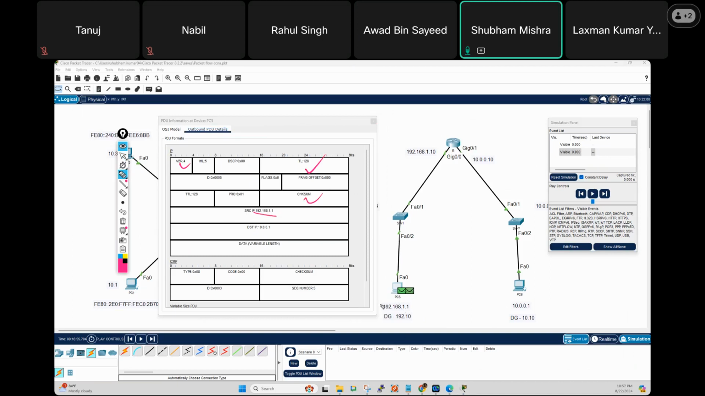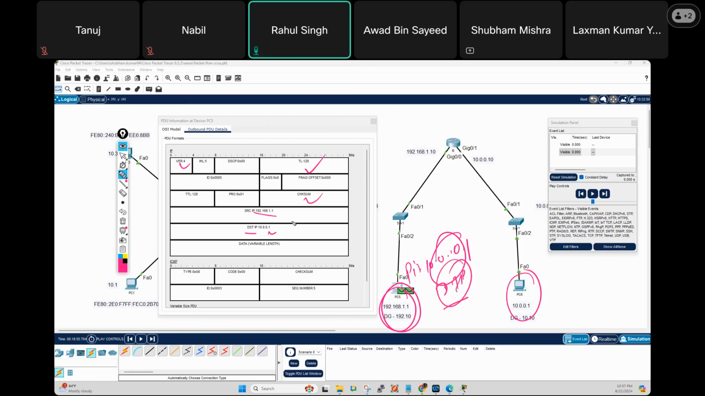192.168.1.1. It means this is the source IP address. Destination IP address is 10.0.0.1. It means this is the IP address of PC number 6, because you already wrote the command ping 10.0.0.1. Yes or no? So this is your destination IP address. Yes or no, everyone? Right? So this is the destination IP address.